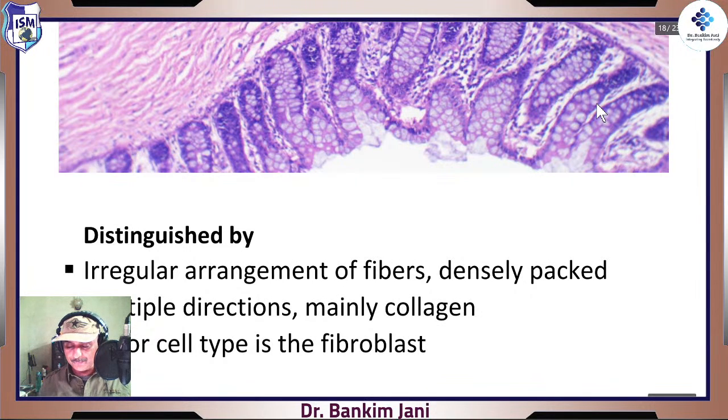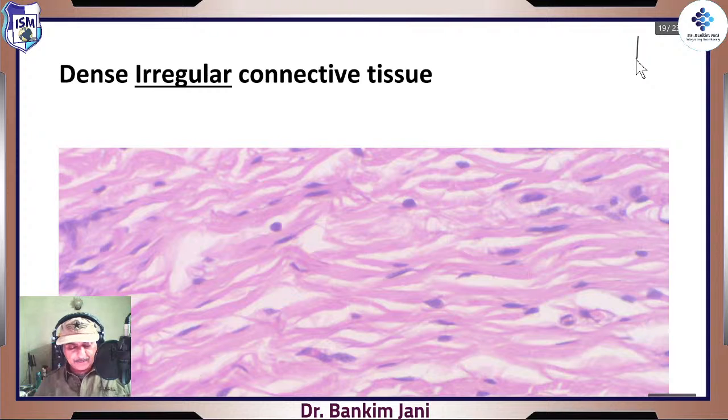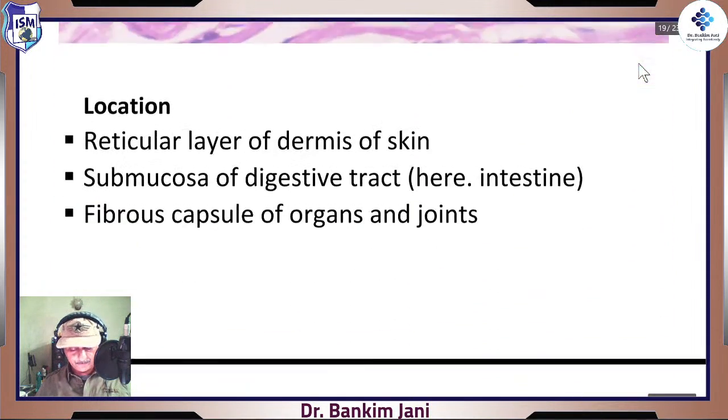This also gives you the idea that these are the cells which are arranged in a single layer, with elongated nuclei, so straight, they are columnar. Multiple directions, mainly collagen, and the major cell type is fibroblast. Again, dense irregular connective tissue. That's what we see over here.